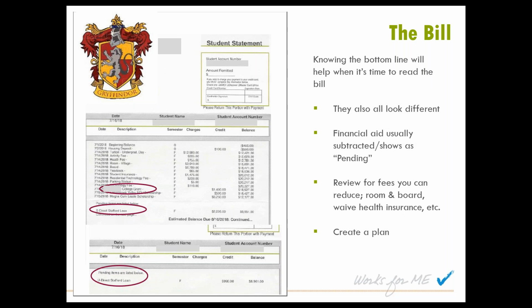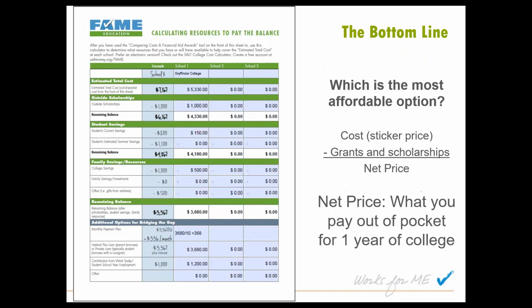Some schools are actually including a worksheet with the first time bill that is required to be returned so that families can say, this is the plan for us paying the bill. On the back of the worksheet, if you were to print out our cost and financial aid worksheet, you would see this calculating resources to pay the balance. Again, it also exists fillable on our website. So I just plugged in Gryffindor because I said, okay, the student's going to go to Gryffindor College. We've got the total out-of-pocket cost, which was from the other side of the sheet.